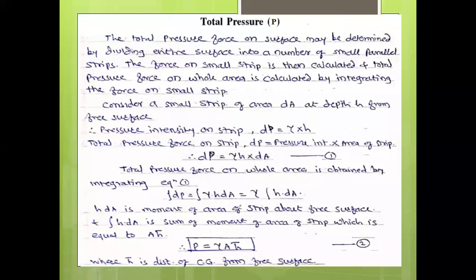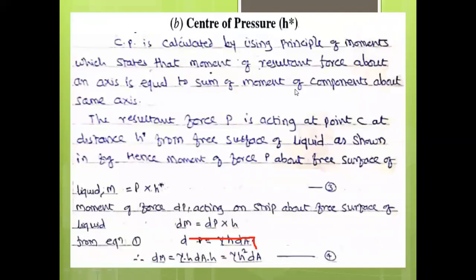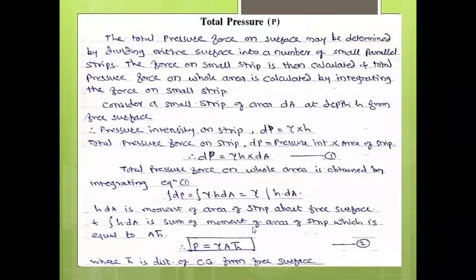So here we get this final equation: P is equal to gamma A h bar, where h bar is the distance of CG from the free surface. We have to remember this equation, P is equal to gamma A h bar. This is the equation which we use for finding the total pressure force acting on that vertical plane surface submerged in the liquid.